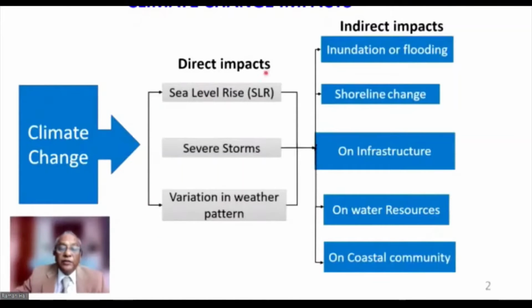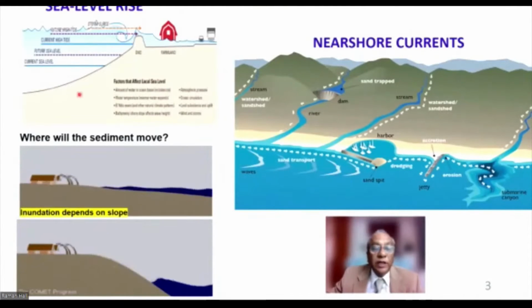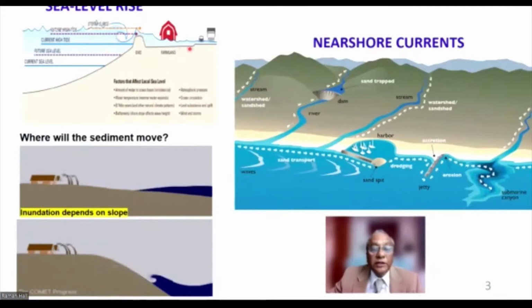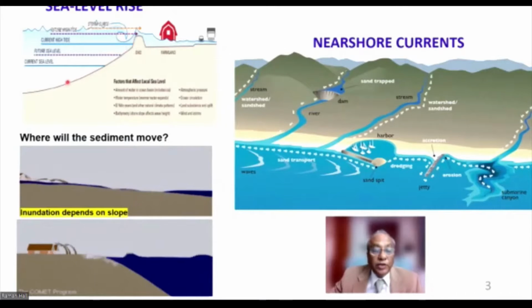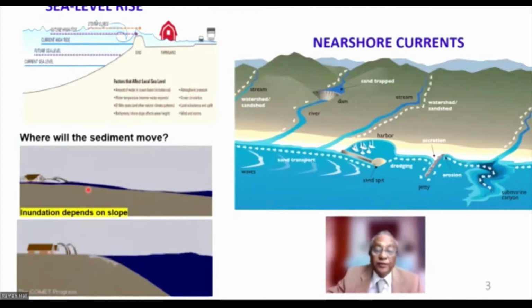Climate change impacts. Direct impacts are sea level rise, severe storms, and variation in weather patterns. Under the indirect impacts, you have inundation or flooding, shoreline changes, and impact on infrastructure, water resources, and coastal communities. The effect of sea level rise is brought out in this picture, where you see the inundation taking place. Not only that, the backwash can remove the material, leading to beach erosion. The flat beach and the steep beach will behave like this, and this behavior is going to be more severe in case of sea level rise.